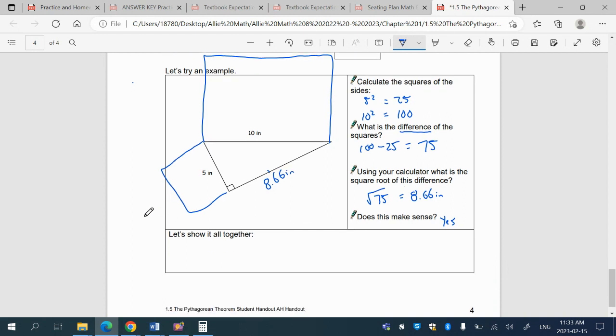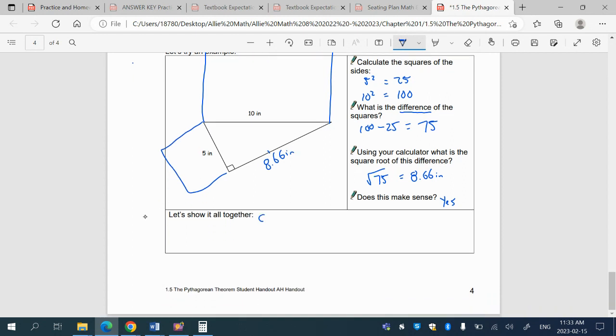Now let's show it all together. So let's use our revised formula, c squared minus a squared. Honestly, it doesn't really matter if you use a or b, but that's okay, equals b squared. So our c, remember, was 10 squared. Subtract a, 5 squared, equals b squared. We don't know what the b squared is yet. Now let's go over here. Solve 10 squared, which is 100, minus 5 squared, which is 25, equals b squared. Then we find that 75 equals b squared.